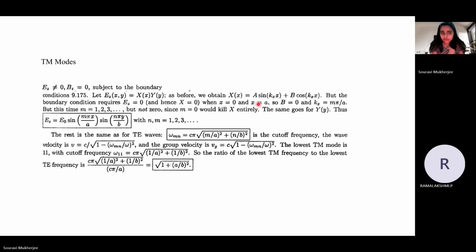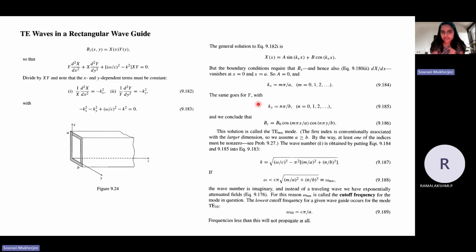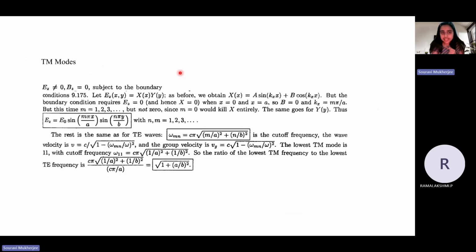Okay, now the boundary conditions would be based on again this relation here, right? So for BZ we looked at the second relation. Here we would look at the first relation. So that is telling you that E parallel should go to 0. That means EZ should go to 0, right? Now, if EZ goes to 0, that directly tells you that your X should go to 0. So that's how it's different, right?